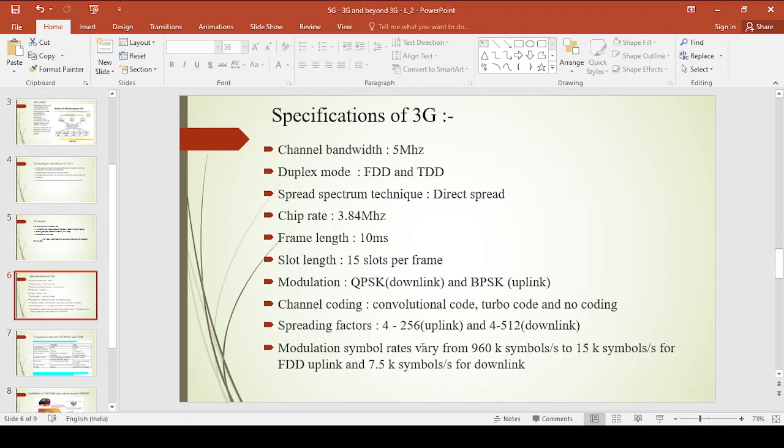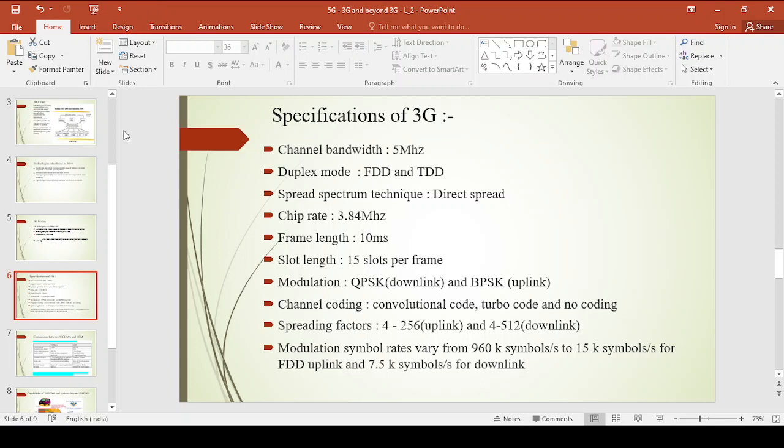What is symbol rate? Change in the symbol across the transmission medium per unit time, right? These were the symbol rates that are supported by the 3G for uplink and downlink. Under 3G for uplink, it will change from 960k symbols per second to 15k symbols per second, and for downlink it will change from 960 kilo symbols per second to 7.5k symbols per second.